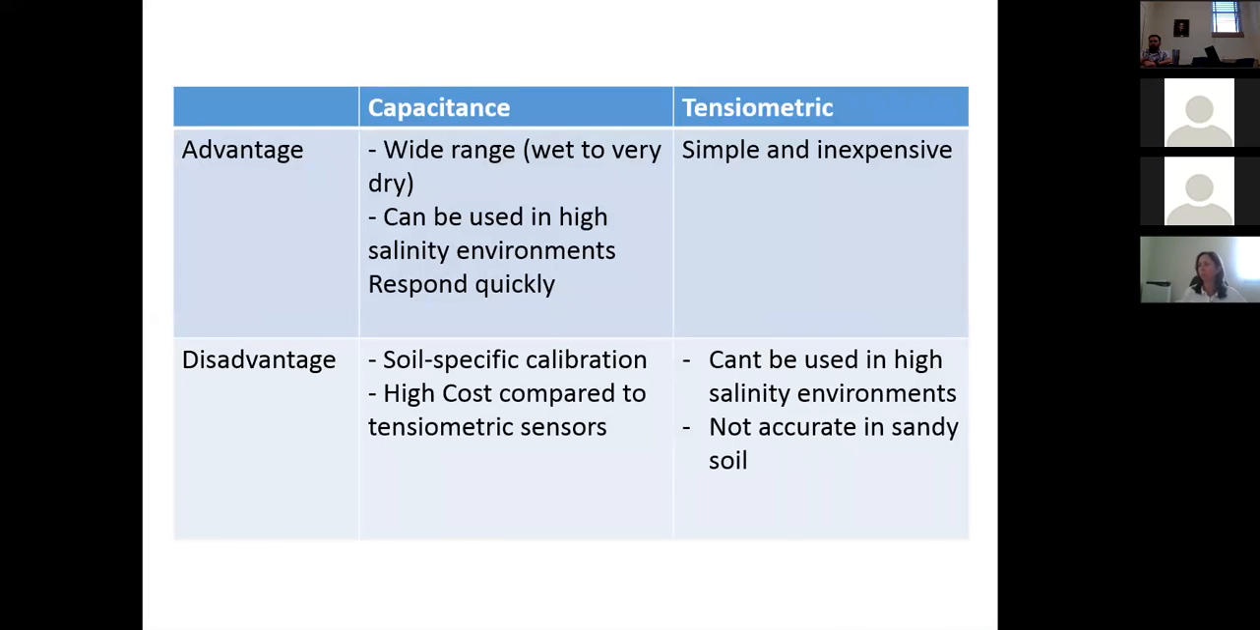So those advantages and disadvantages give you an idea about those two methods, or the two sensors. And as you can see, for sandy soil, tensiometric sensors are not accurate compared to capacitance sensors.